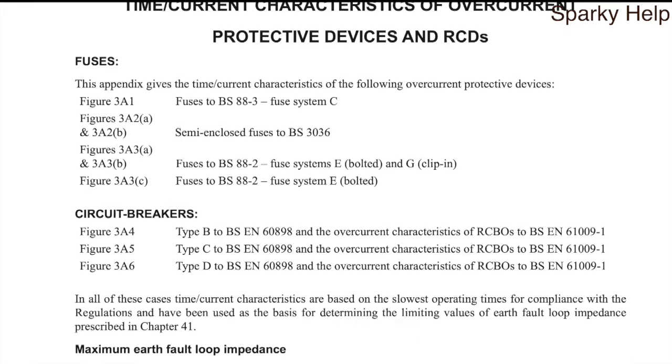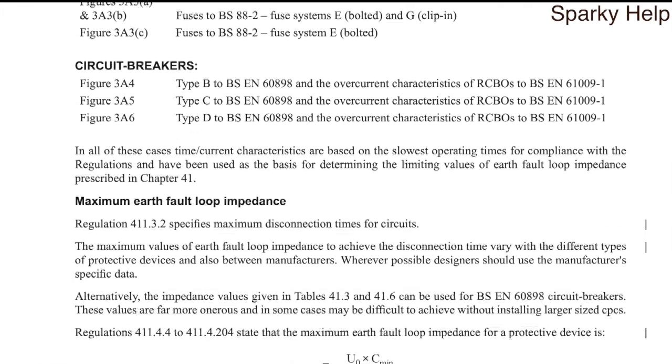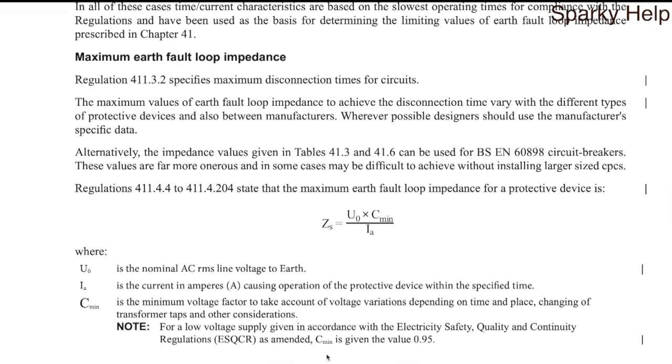Part 4 regards maximum earth fault loop impedance. In this section, we have the formula in part 4 rearranged in a much better way, to be quite honest, because it looks more like Ohm's law. That's voltage. Remember, Cmin allows for 0.95, 95%, because it allows for voltage variations, which is what it says here. And then we divide by current, so this is volts divided by amps, gives us ohms, and these are how all the Zs's are calculated in the previous tables that we've looked at.